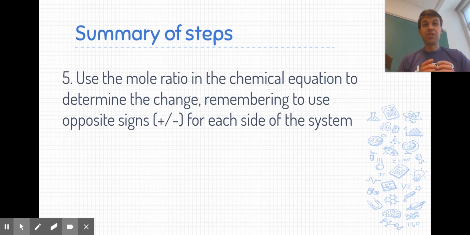We took those concentrations and placed them in the ICE table. Then we needed to find the change. The change is based upon the mole ratio. So we use that mole ratio to determine the change. That was an unknown. That was our X value. In our example, the mole ratio was 1 to 1 to 1. So all of our change values were X. The only difference was that we remembered to use opposite signs, positive and negative signs, for each side of the chemical system. So if one side is increasing in quantity, the other side is decreasing.